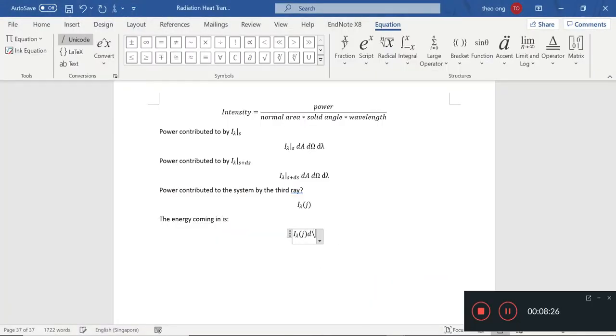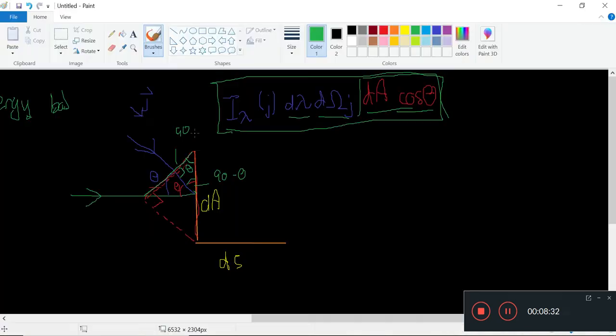Okay, d lambda, and d omega j. This is the infinitesimally small pencil of rays from this direction, right? From this solid angle specifically. And then we'll have this cosine of theta, right? Cosine theta. That is the normal area, depending on the angle of incidence of this ray.